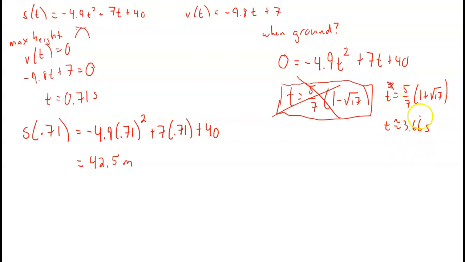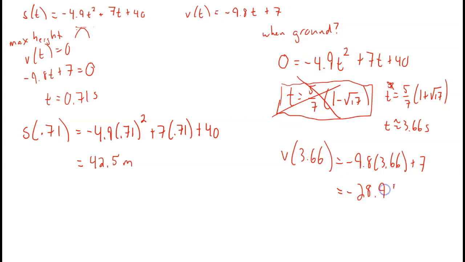We also want to then figure out what's the velocity then. So we're going to put that same time value into our velocity function. And you get that we are at about negative 28.9 meters per second, which is quite fast. So that's about 65 miles an hour. So this particular object hits very hard in the ground when it lands eventually.